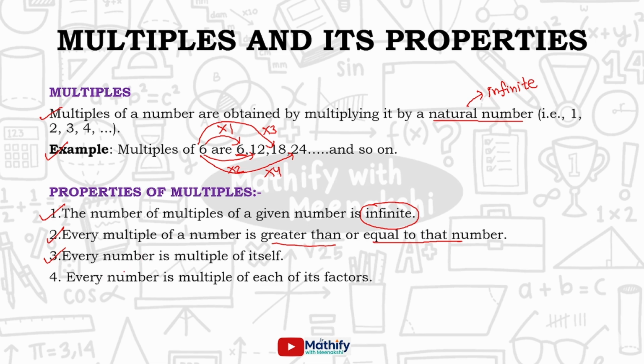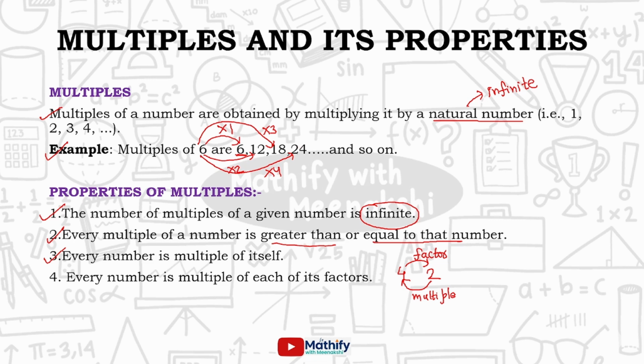And fourth, every number is a multiple of each of its factors. Like I will write 4 and 2. So you can say that 2 is a factor of 4, and in the same way you can say 4 is a multiple of 2. So you can see here that 4 is a multiple of its factor 2.